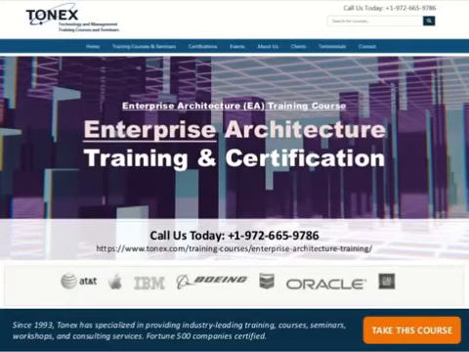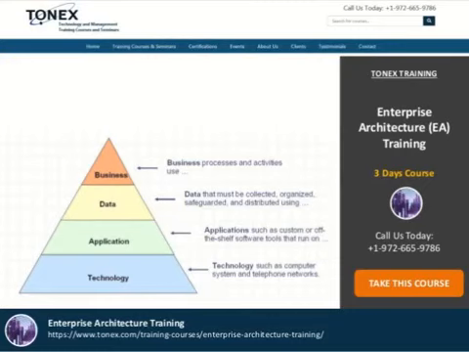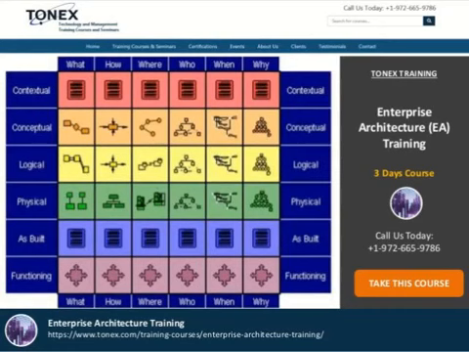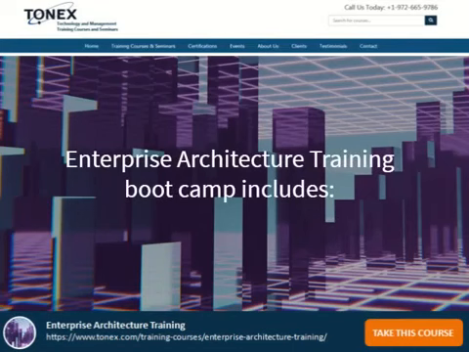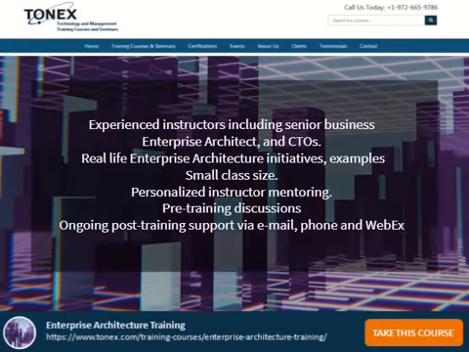What is Tonex Enterprise Architecture Training Bootcamp? Tonex Enterprise Architecture Training is an intensive learning experience that covers the essential elements of enterprise architecture. The Enterprise Architecture Training Bootcamp includes experienced instructors, including senior business and technology leaders, current enterprise architects, and CTOs.